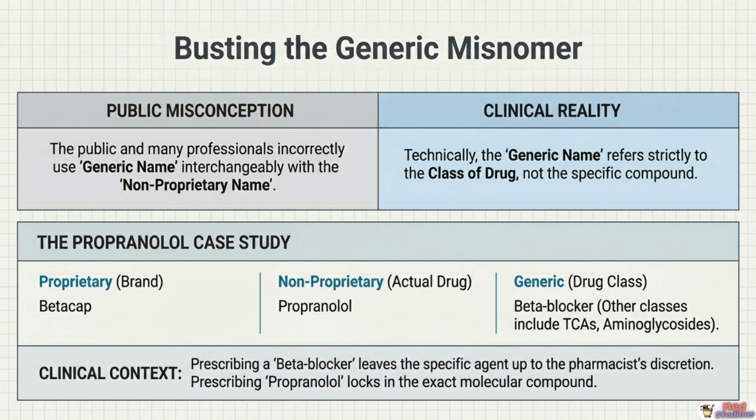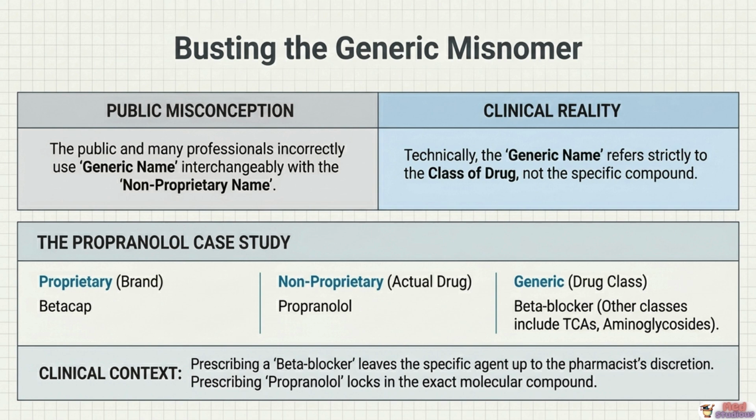Technically and precisely, the generic name refers not to a specific compound, but to the class or category of drug, the broad pharmacological grouping to which a compound belongs. Let us use the propranolol case study to make this crystal clear. The proprietary name, the brand name, is Beta-Cap. This locks you to one specific manufacturer's product. The non-proprietary name, the actual specific molecule, is propranolol. Writing propranolol on a prescription allows any manufacturer's version of that exact molecule to be dispensed.